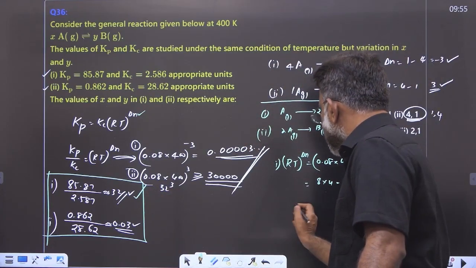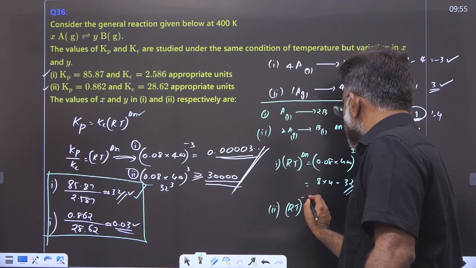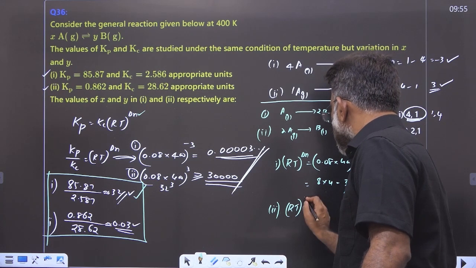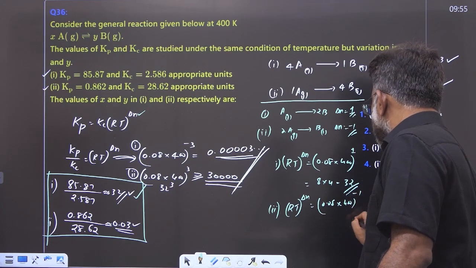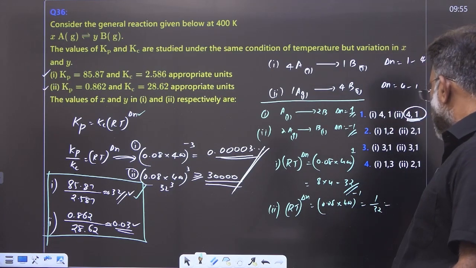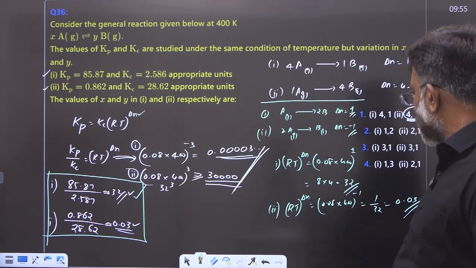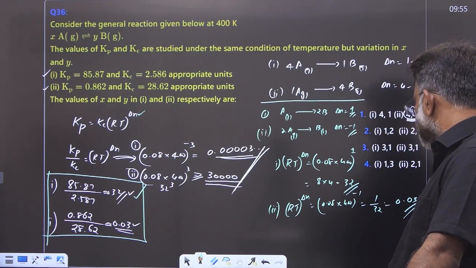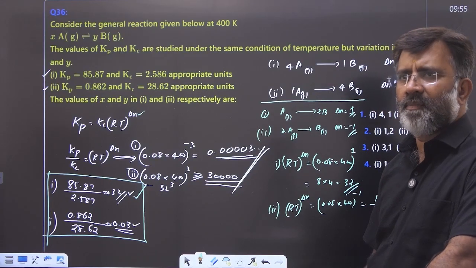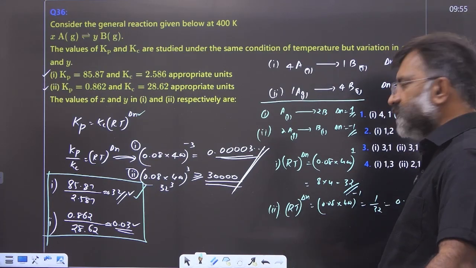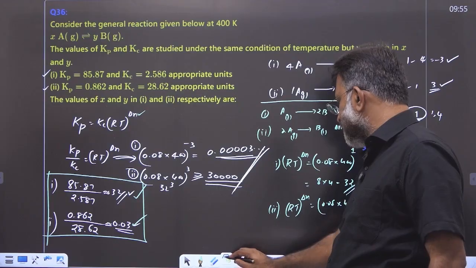Nearly 32. In the second case, RT raised to minus, sorry, RT raised to delta n, that is 0.08 into 400 raised to minus 1, meaning 1 by 32. 1 by 32 is nearly 0.03, isn't it? 1 by 30 is 0.033 something, so 1 by 32 gives nearly 0.03. So that is also matching. So the correct answer is second choice.